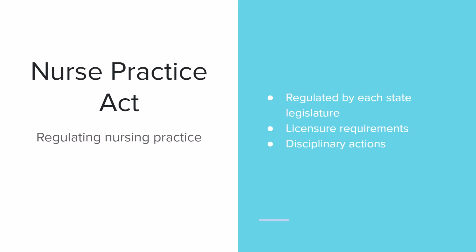The Nurse Practice Act is something that regulates nursing practice. Each state is going to regulate its own nursing practice, and so they each have their own requirements for what it is to become a nurse. That includes education requirements, and then some definitions of nursing versus medical practice, and then defining what skills can and cannot be done by each level of nursing. These are also the things that are going to set disciplinary actions for those that violate the requirements as set forth by each state.